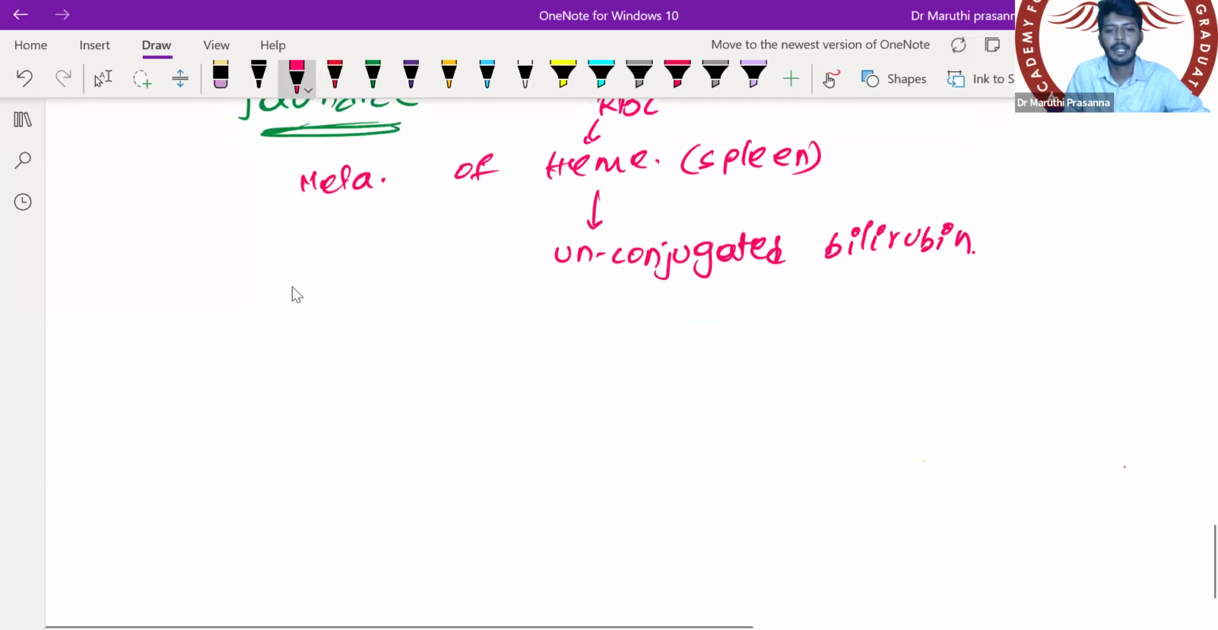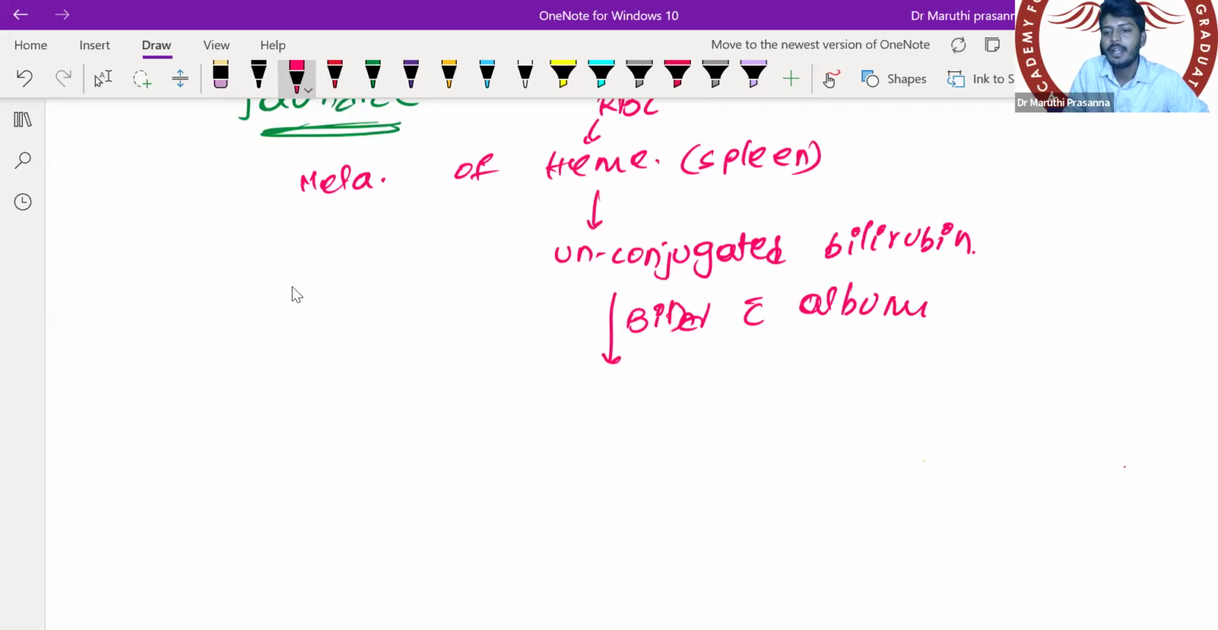Okay, this unconjugated bilirubin goes to the liver, binds with albumin. Unconjugated bilirubin binds with the albumin and goes to the liver. Okay, once it goes to the liver, we are talking about the liver now.